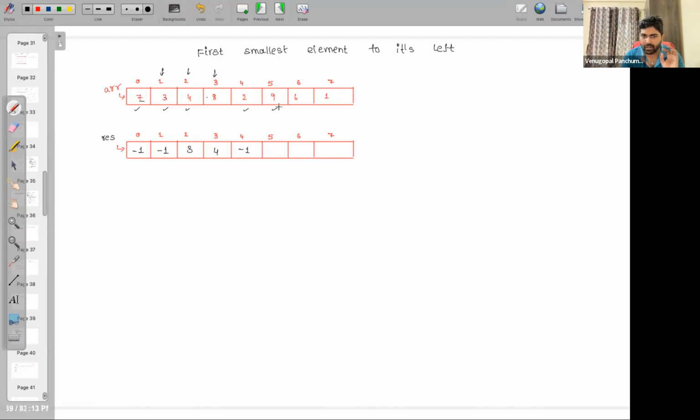What about element 9? All elements are small, but who is closer to the 9? 2. Next, you take element 6. I think element 6's immediate closest will be 2. Yes. Next, element 1. Can you help me? What is the answer for this one? Nothing. So therefore -1. Everyone got it, friends?